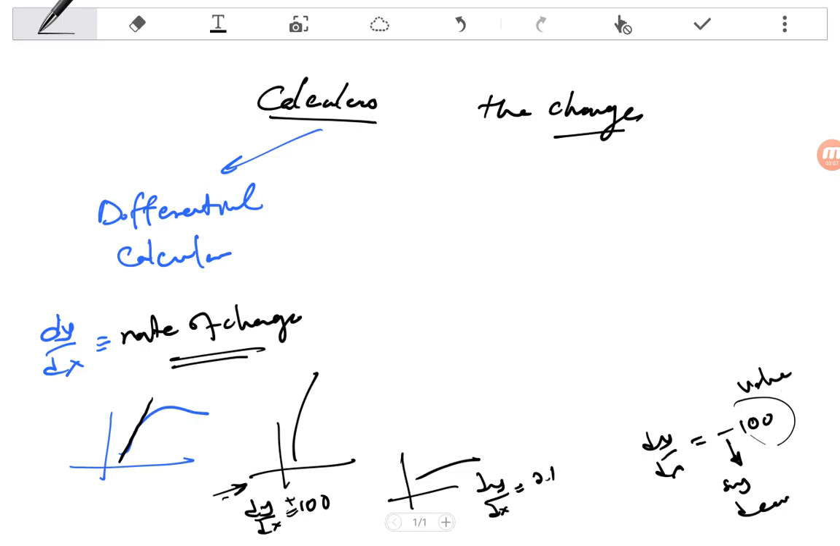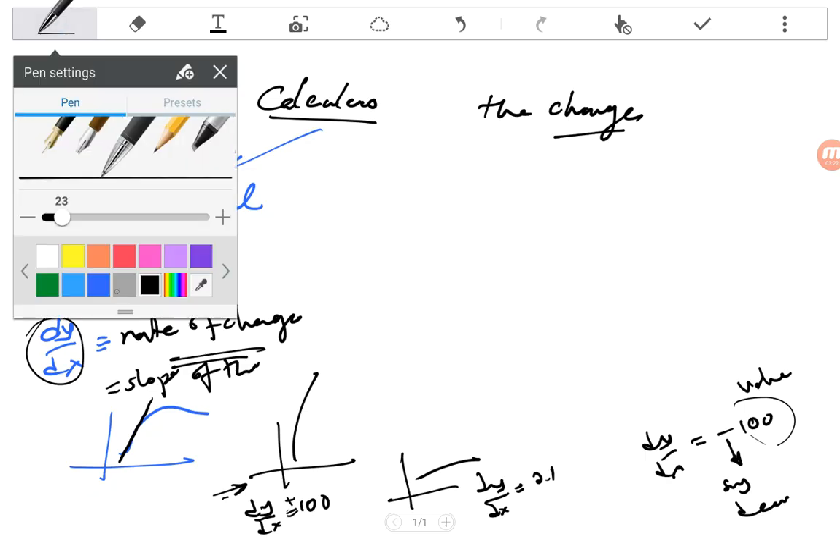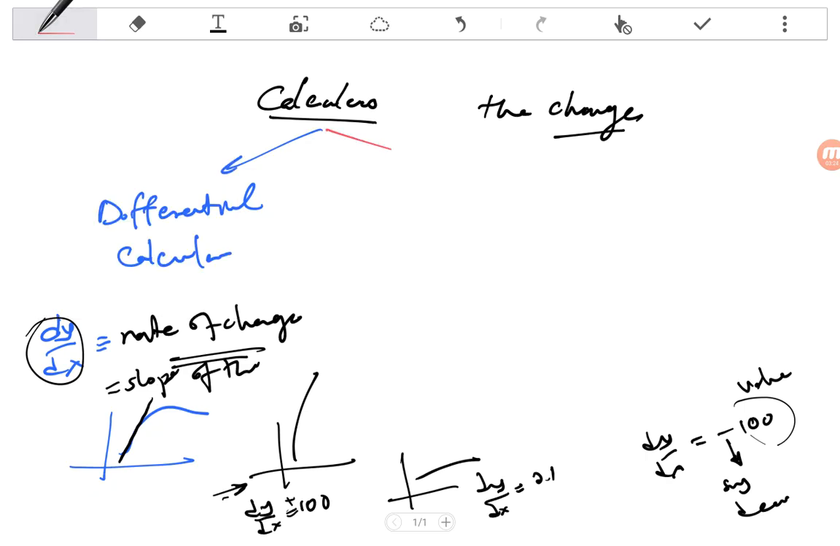So these are the physical meanings of the differential, dy by dx, and it is the same as the slope of the tangent. That was the main significance of differential calculus. There is another part of calculus which is called integral calculus, and that is the topic of study of Math 2, or the second term.